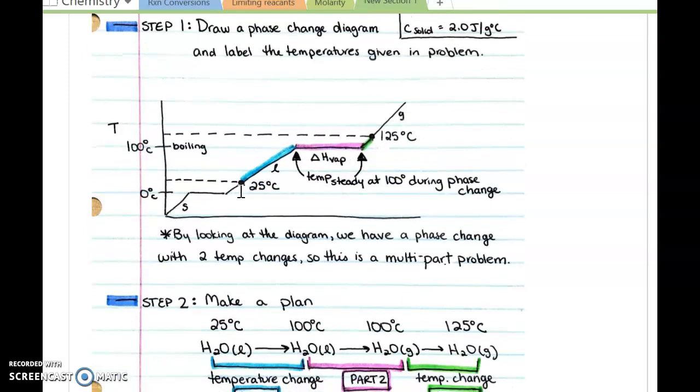So I just did an easy drawing here. I've got my slopes for my 3 phases. I've got my 2 plateaus for my phase changes. I plotted in my 0 and my 100. I went from 25 all the way up to 125. Oh no. Because I'm going from 25 to 125, I have a phase change in the middle. The temperature stays steady at 100 degrees during that phase change, but I've got a multi-part problem here. I've got 2 temperature changes, one that goes from 25 to 100 as the liquid. Then I go through a phase change. Then I go from 100 to 125 as a gas, as steam.